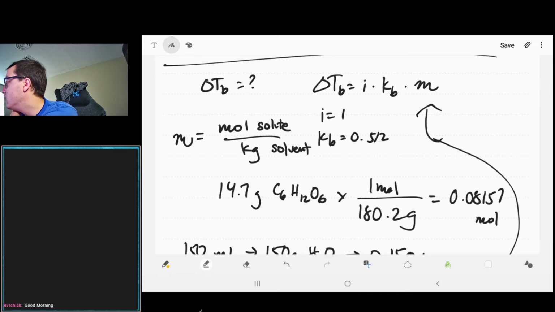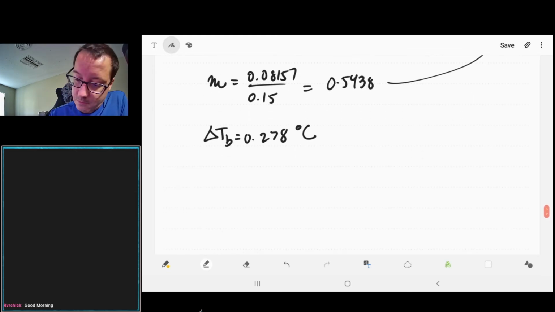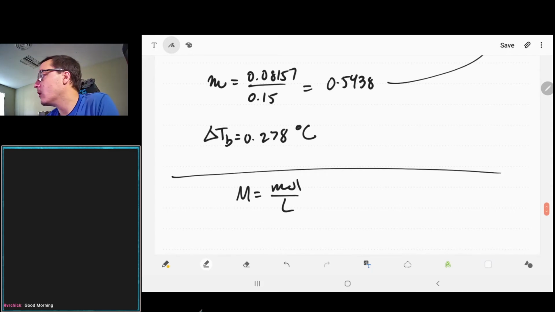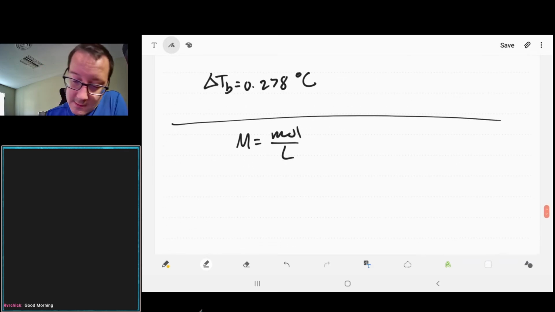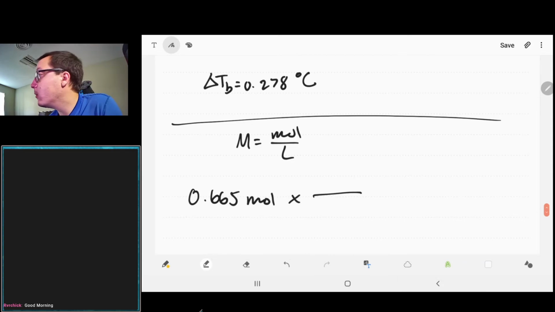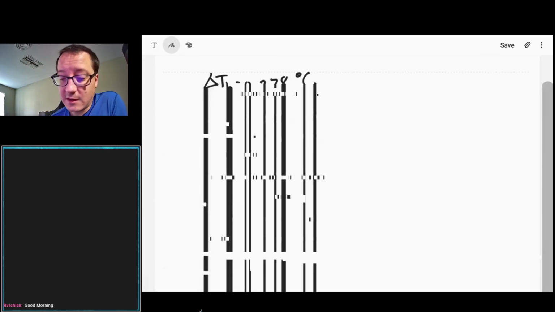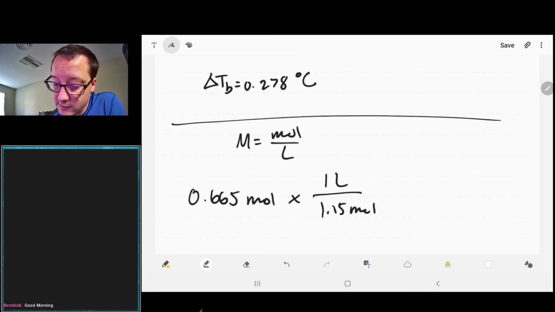Alrighty, next. How many mLs of this molarity provide that many moles? Okay. Remember, molarity will convert between moles and liters. We're given moles, so we need to find liters, so we're going to put our molarity upside down. So 0.665 moles. We have 1.15 moles for every 1 liter. That's what molarity means. In this case, it's upside down because we're looking for liters. Moles cancel out, we're left with liters.